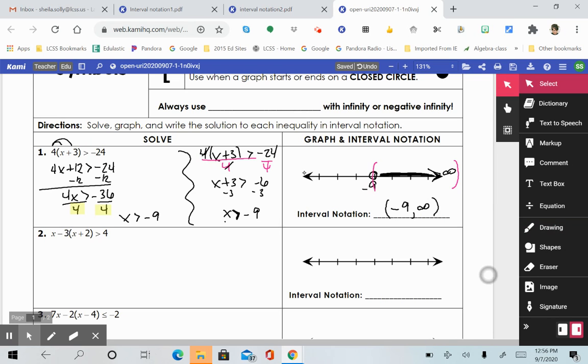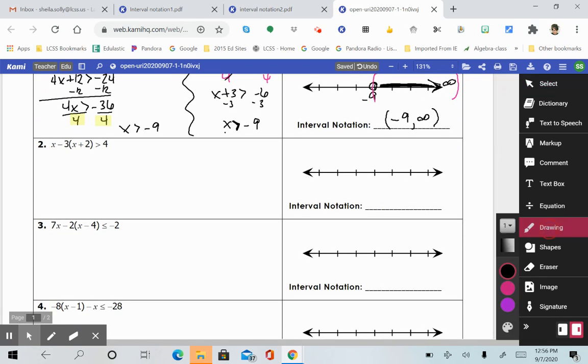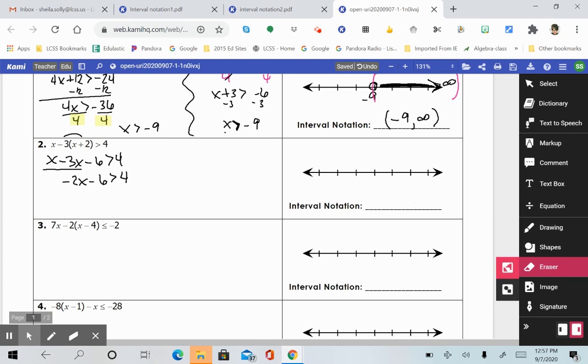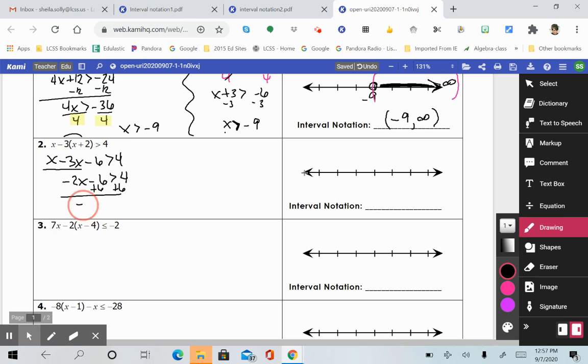All right, let's look at number 2. We're going to need to distribute first. So we get x minus 3x minus 6 greater than 4. Combine your like terms. X minus 3x is negative 2x minus 6 is greater than 4. And then add 6 to both sides. And you get negative 2x is greater than 10.